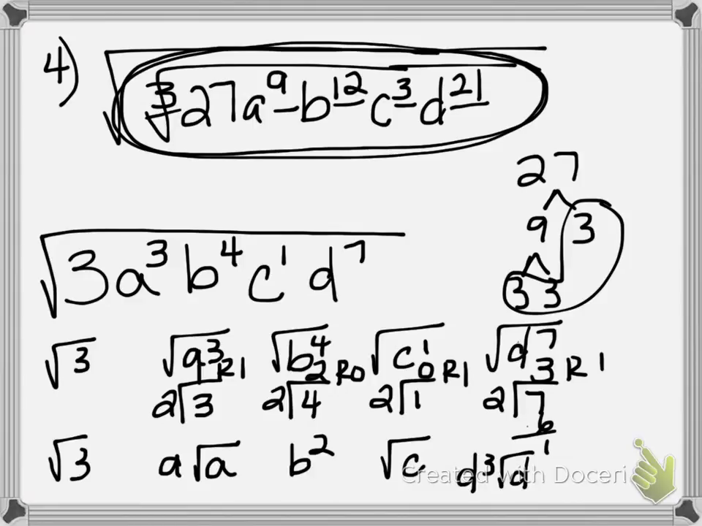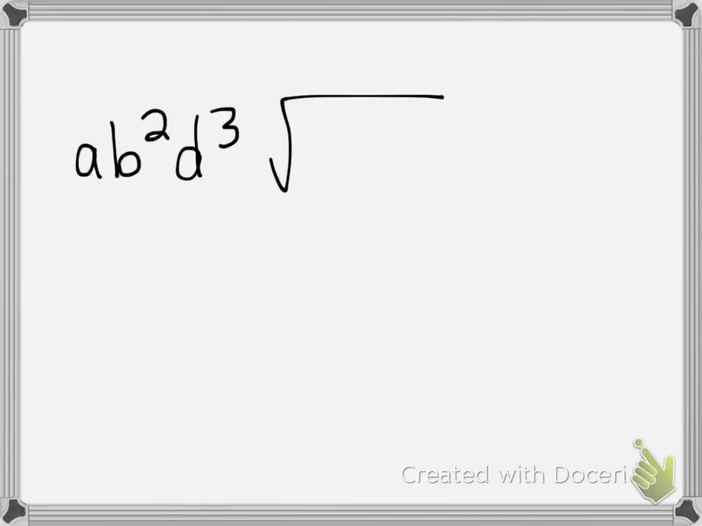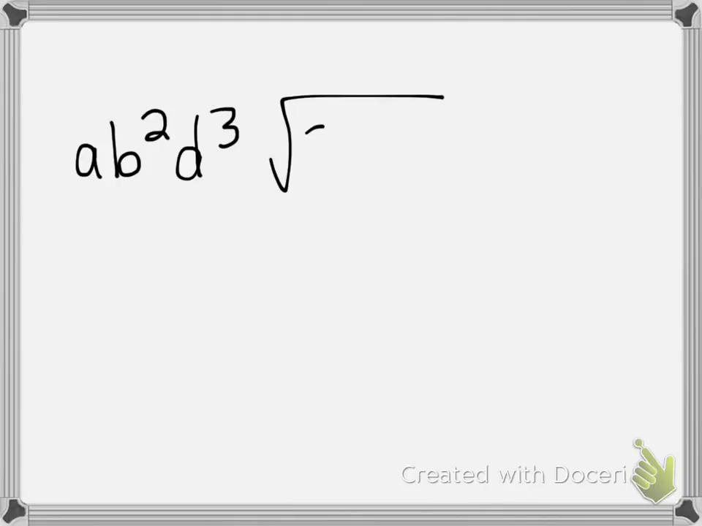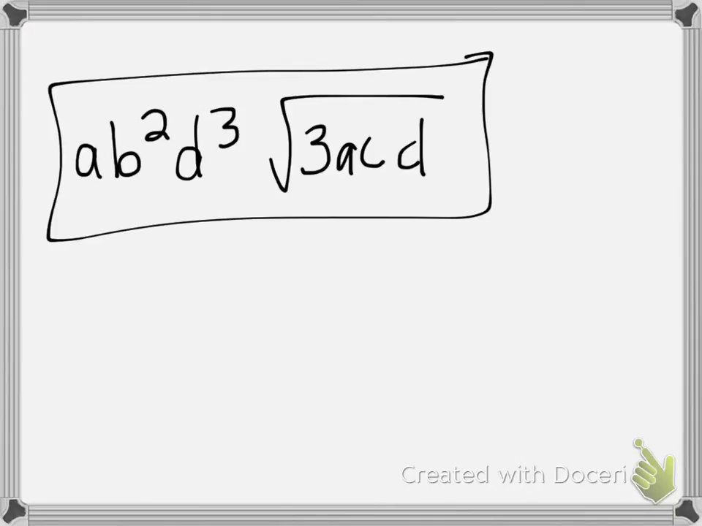So I'm going to take everything that's outside. So that's the a, the b squared, and the d to the 3rd. So I'm going to write that here, a, b squared, d to the 3rd, and then I'm going to have the square root of everything that's inside. So 3a, c, and d. Okay, so I'm going to have 3a, c, and d. And then my answer is all complete. So that's nothing to freak out about. So don't worry about it. Relax. It all works out just nicely.